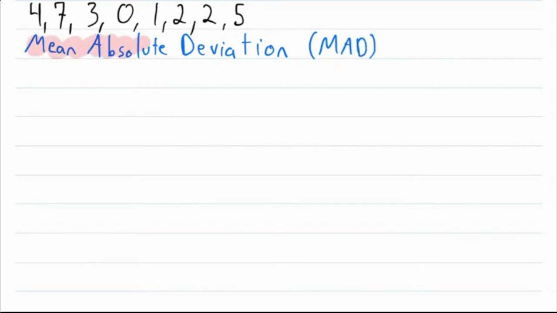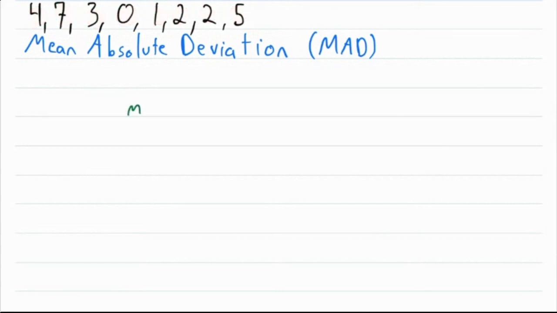So what is mean absolute deviation? Why would we be interested in finding such a thing? The mean absolute deviation of a set of data basically tells us how much variation there is in the data. It tells us, on average, how much the values in the data set deviate from the average of the data set.